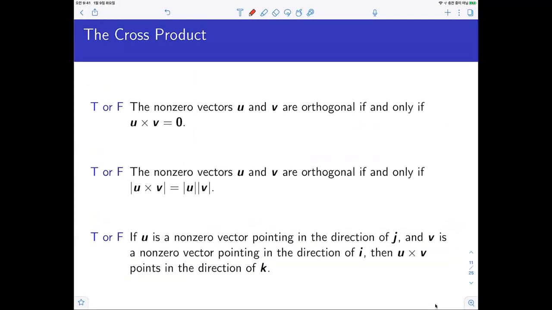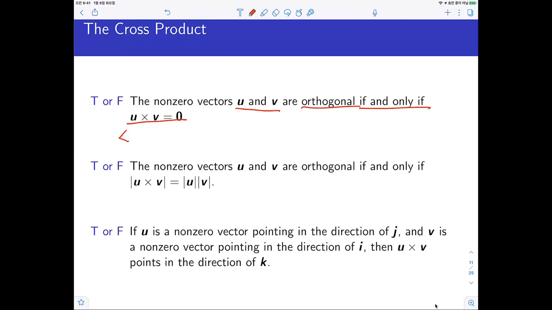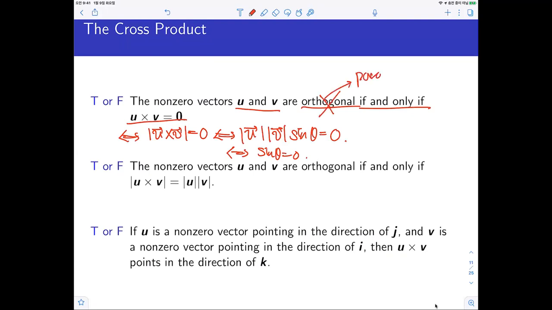The non-zero vectors u and v are orthogonal if and only if u cross v is the zero vector. Actually, u cross v being the zero vector is equivalent to the magnitude of u cross v being zero. This is also equivalent to magnitude of u, magnitude of v, sine theta is zero. Since u and v are non-zero vectors, sine theta is zero. It means theta is zero or pi, so this is not orthogonal, this is parallel.